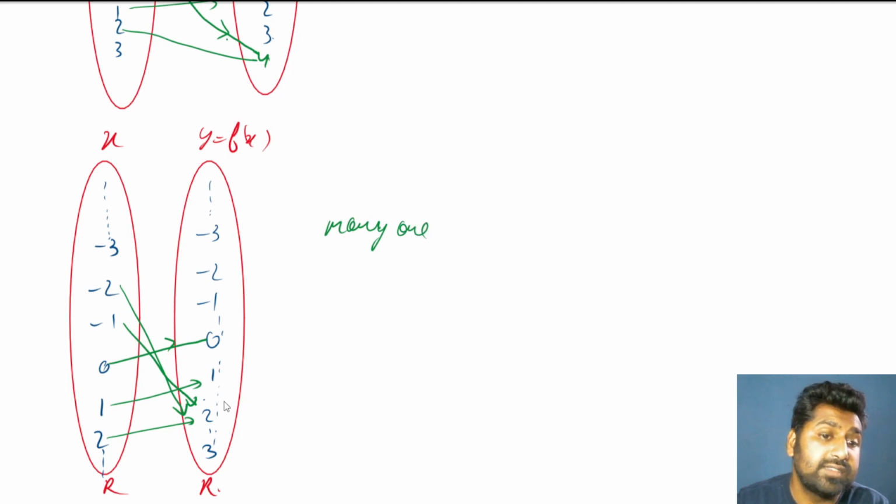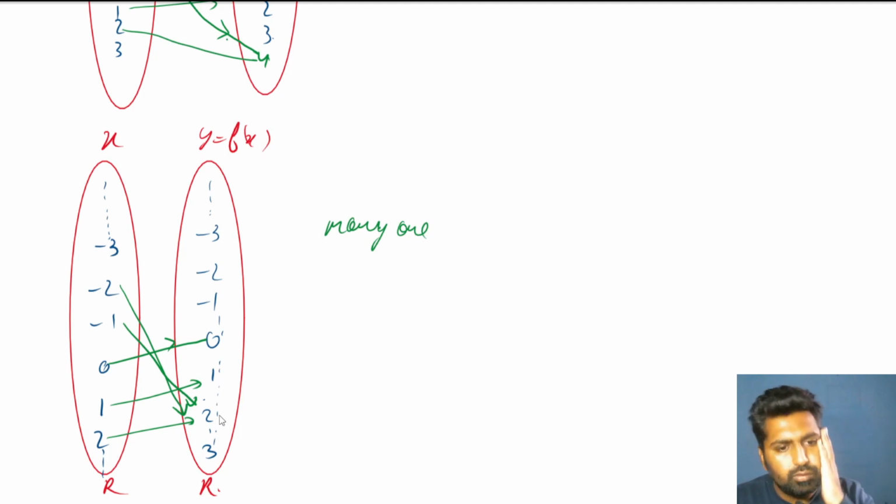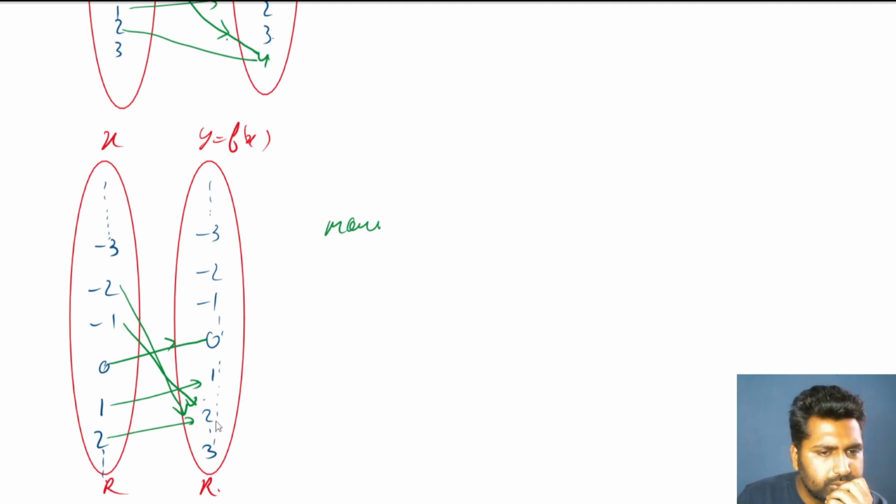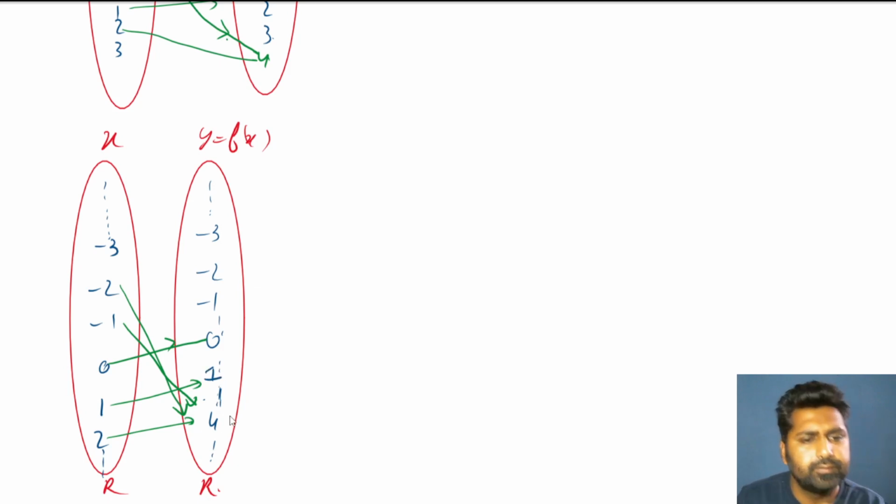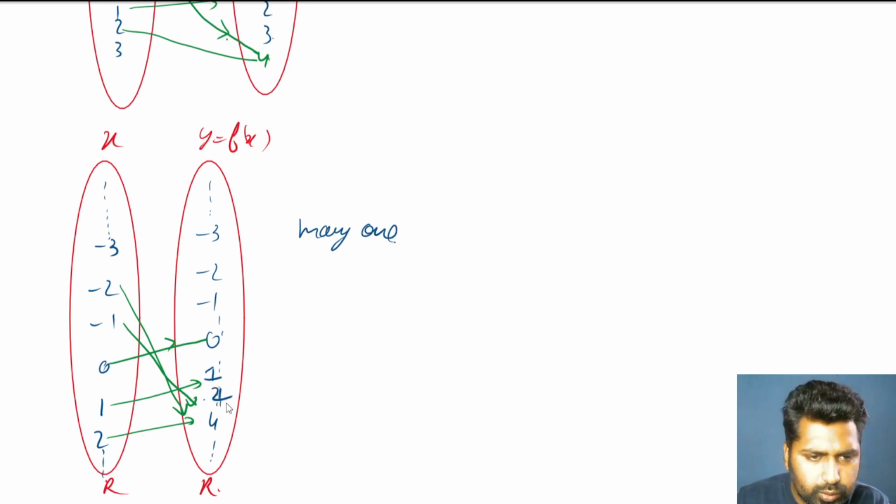Many x have the same y, so it's many-one. Now what about, sorry, 2 squared is 4, no? By mistake, I'll change this element to 1, then 4, then let's say anything, 1, 4. So yes, it's many-one, but what about the remaining elements 2, 3?